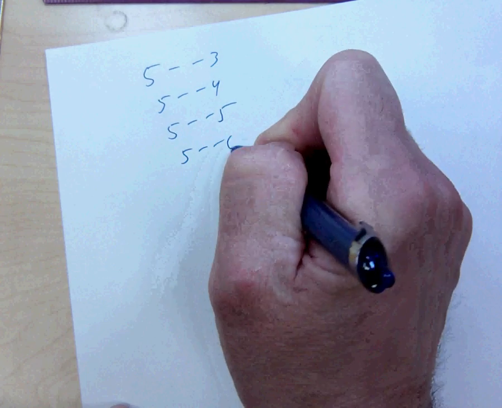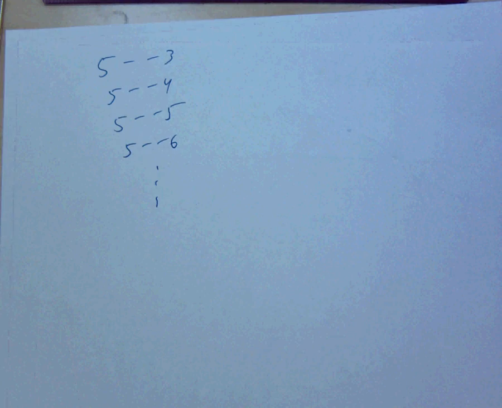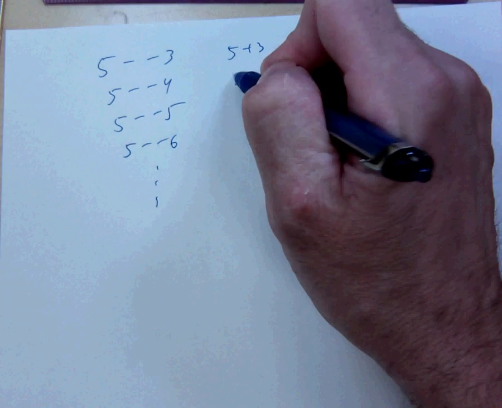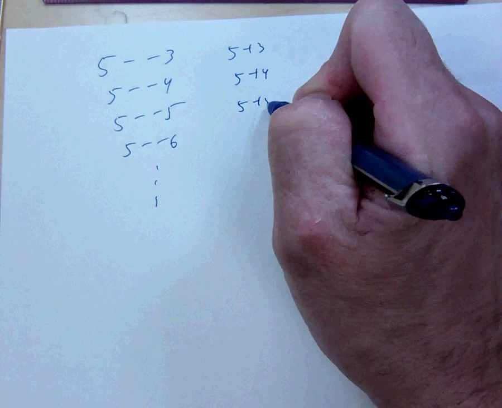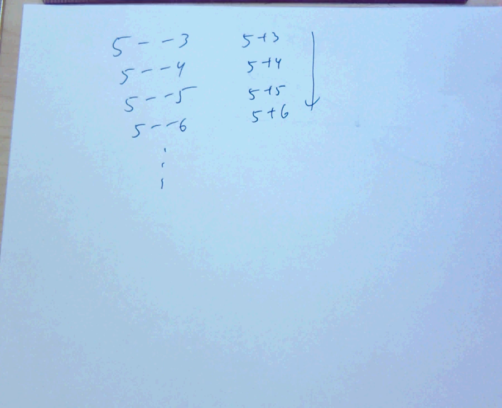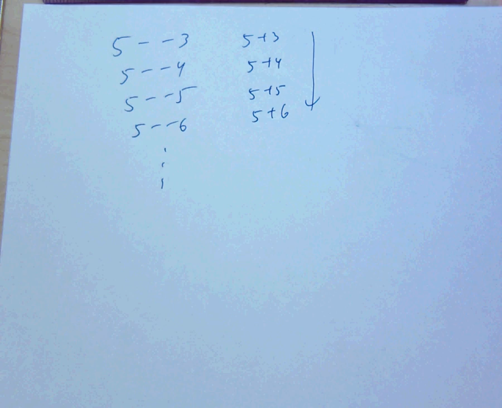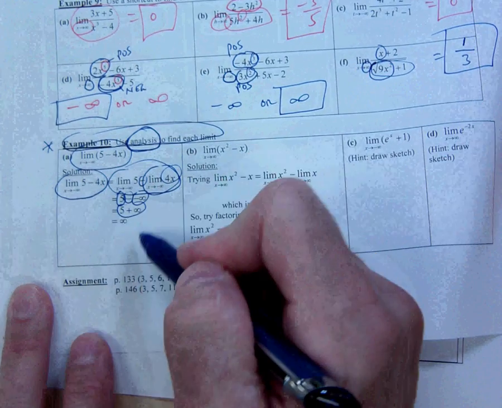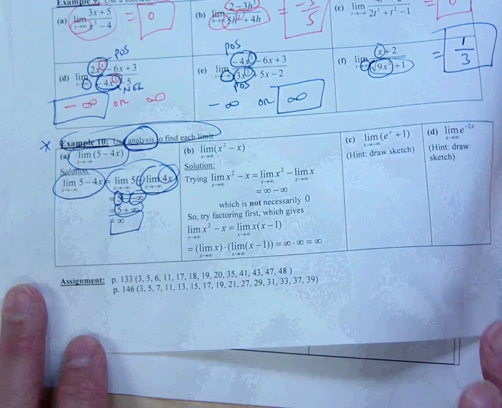And so on. What's going to happen to these numbers, guys? They're going to get bigger and bigger and bigger. What's this limit? Infinity. Got it? So you can kind of think of it like that. So my answer is infinity. Do you understand what I did there?